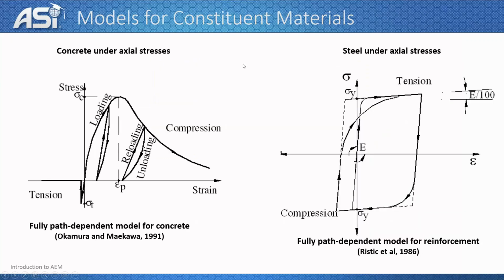All the material models that we are using are nonlinear material models. For example, this is the material model that we use for the concrete, and it is a fully path dependent model. Also, this one is used for the steel, and again, it is a fully path dependent model.